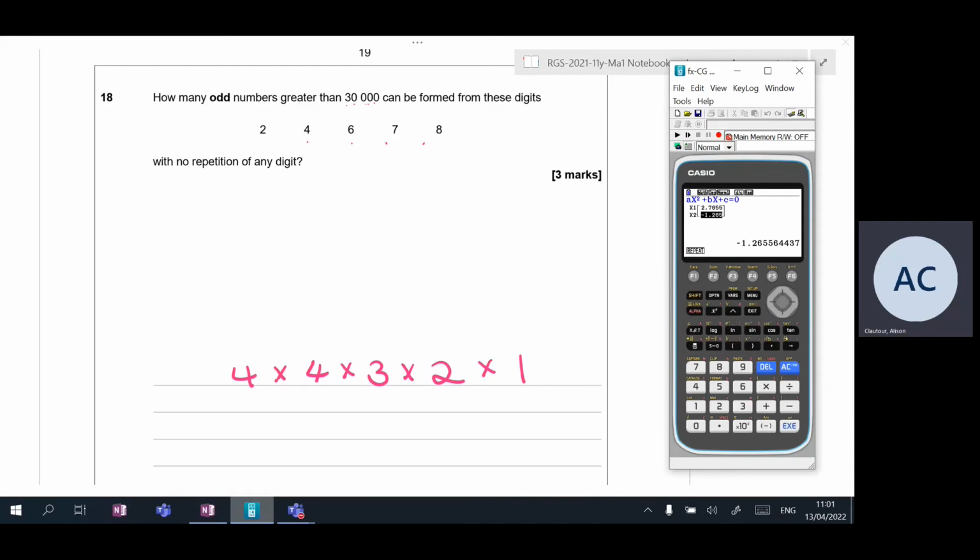Okay, so we're doing 4 times 4 times 3 times 2 times 1, 96 ways.